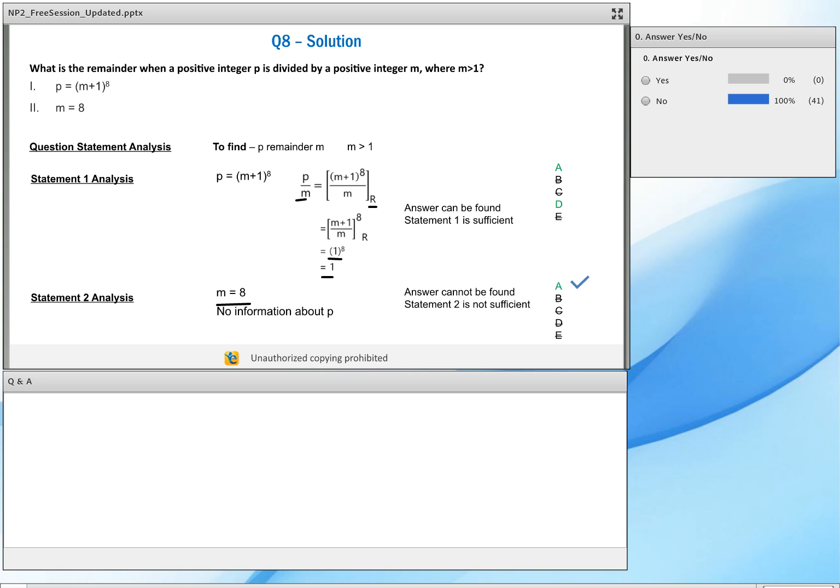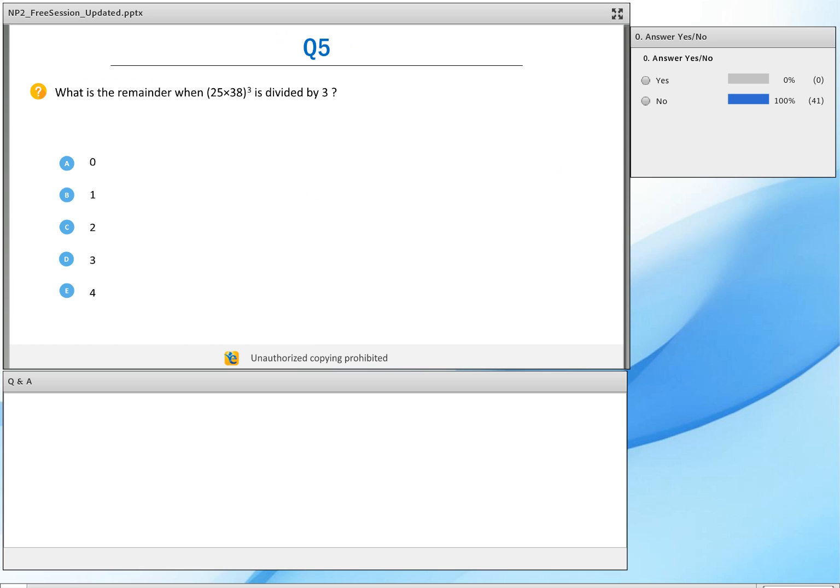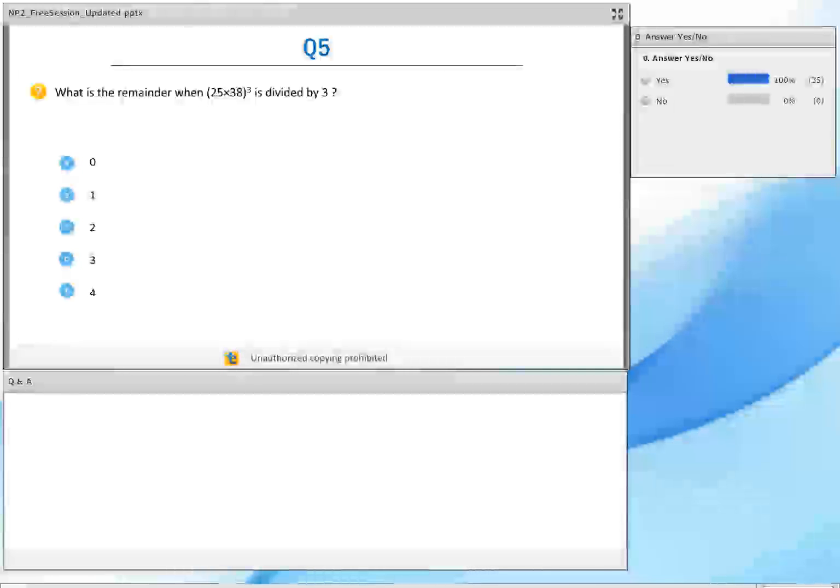So for those of you who are really asking, how did m plus 1 to the power 8 lead to 1 to the power 8 and the remainder 1? Raghav, isn't this exactly adding and multiplying remainders? How many of you remember this question? All of you remember this question.